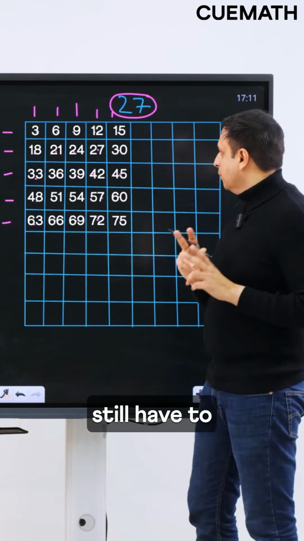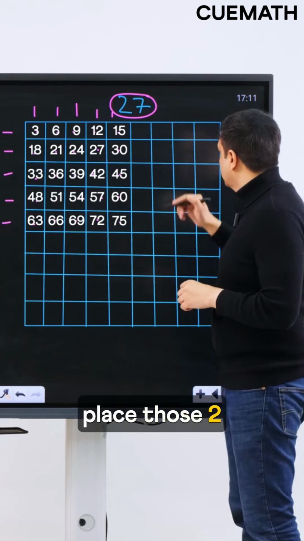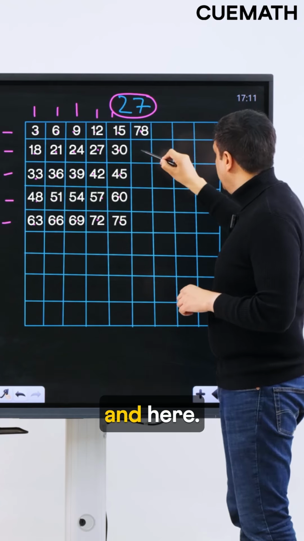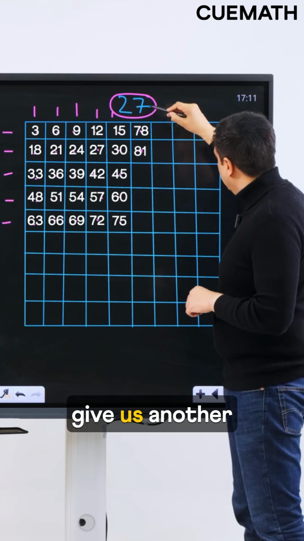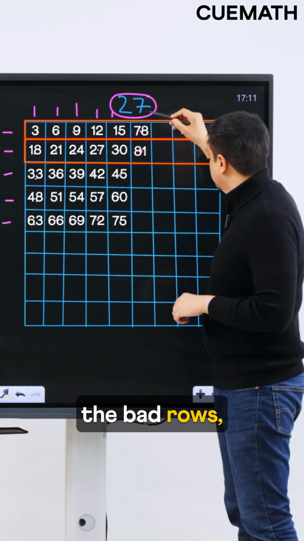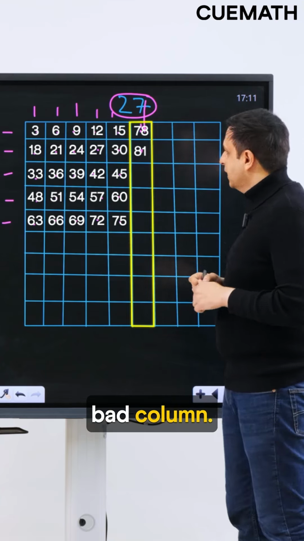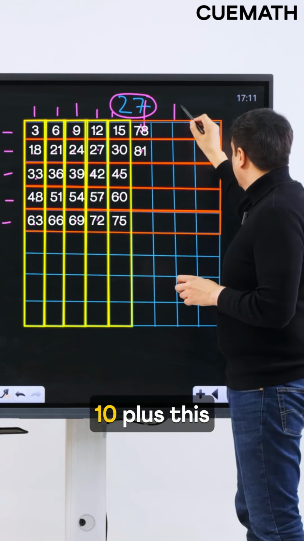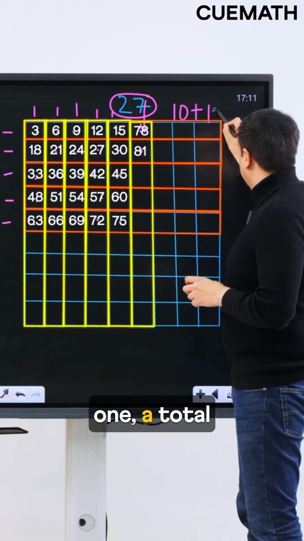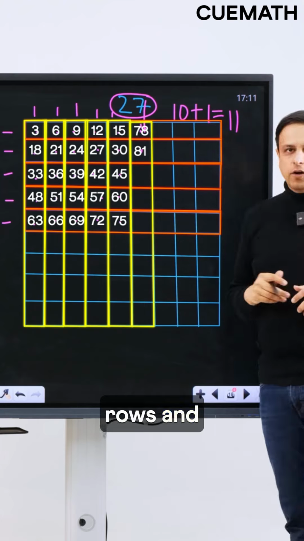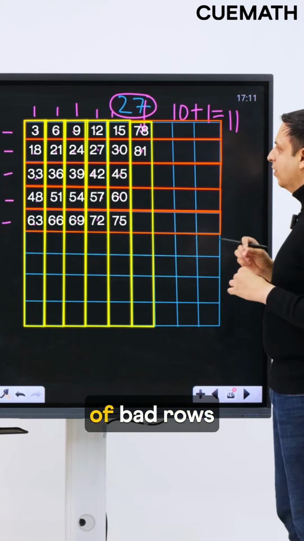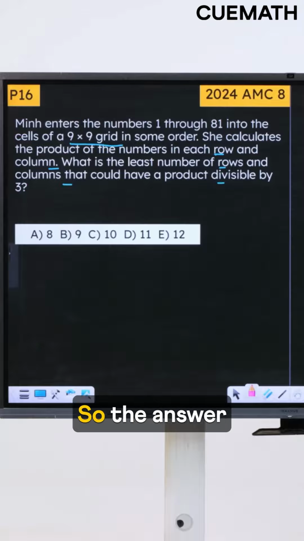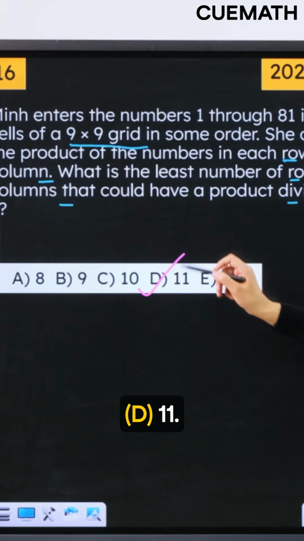And now we still have to place 2 more. So we could place those 2 more multiples of 3 perhaps here and here. We've already counted the bad rows, but this would give us another bad column. So in total, we would get 10 plus this 1, a total of 11 bad rows and columns, and this is the minimum number of bad rows and columns that we can get. So the answer to this problem is D, 11.